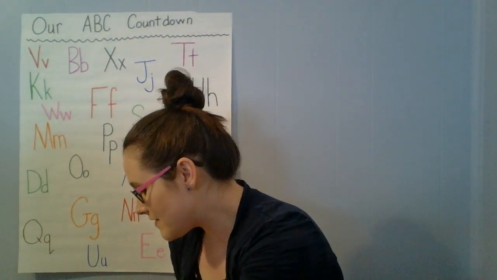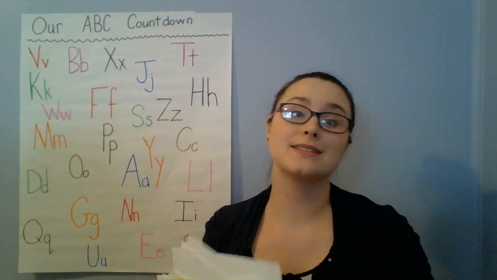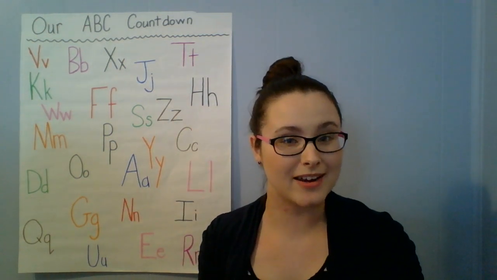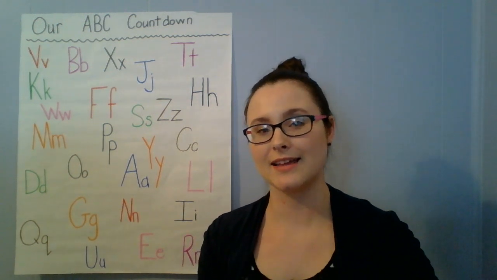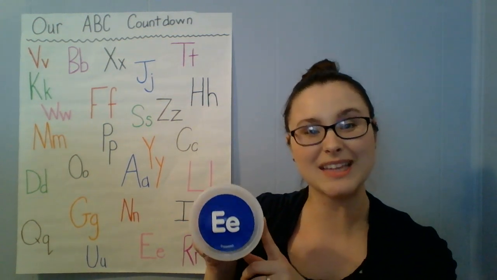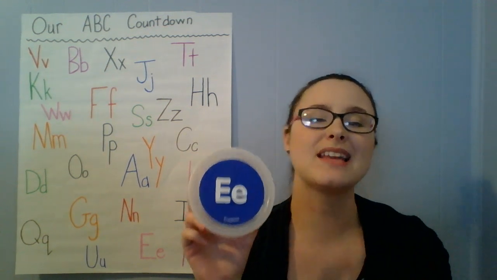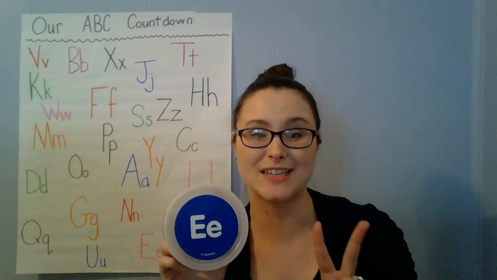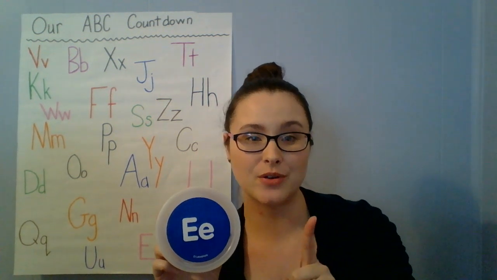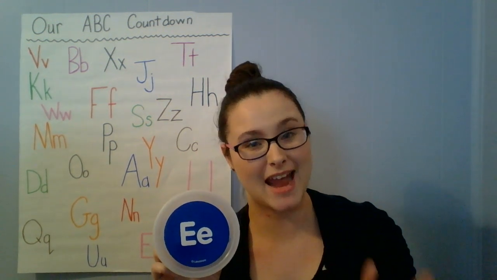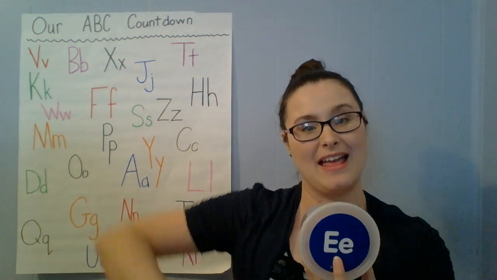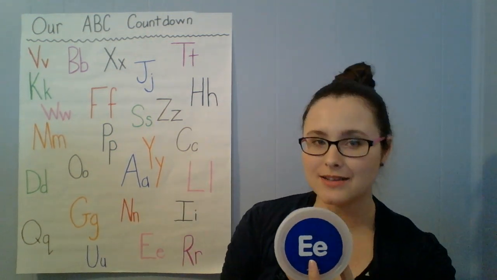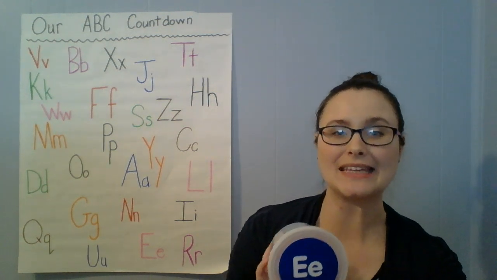So we went through all of the letters of the alphabet. Now it is time to figure out what our letter of the day is. E. And E is one of our very special letters that has two different sounds. It has a sound all its own, and then it says its name also. So E sounds like eh, and it also says its name E.